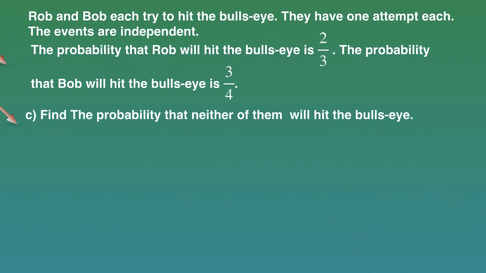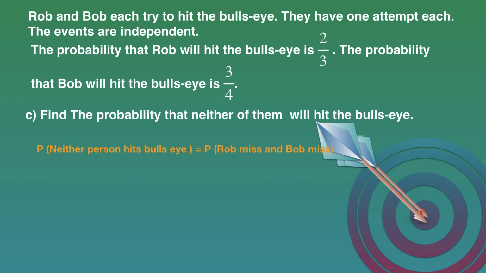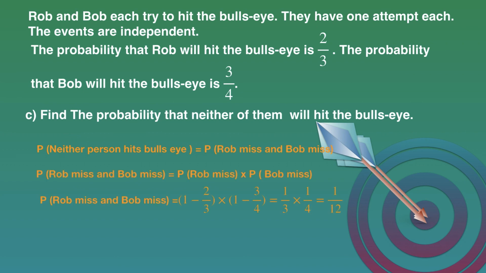In part C, we want to find the probability that neither will hit the bullseye. In this case, the events that Rob misses the bullseye and Bob misses the bullseye are independent. So we multiply the probability that Rob misses the bullseye, which is given by subtracting 2 over 3 from 1, by the probability that Bob misses the bullseye, which is given by subtracting 3 over 4 from 1, and multiplying them together will give us 1 over 12.